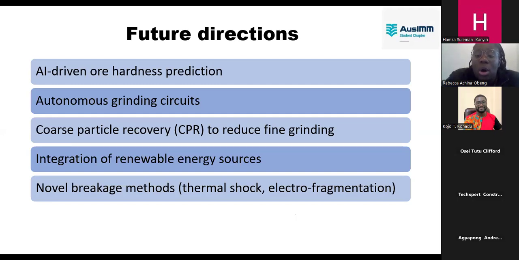So all of these point towards a future where comminution is more predictive, more selective, and significantly more energy efficient than we have today.